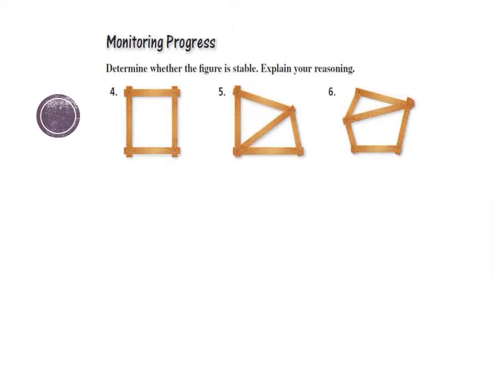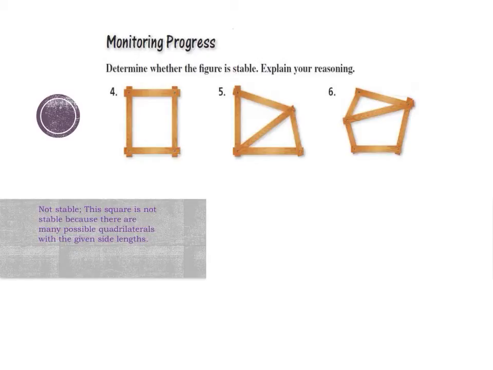Okay, so let's take a moment to look at these three examples and apply the same idea. Let's determine whether the figure is stable and explain our reasoning. So if I'm looking at number 4, is this an example of a figure that is stable? And the answer is no. There's no diagonal forming any triangle. Therefore, there are many options for the values of the side lengths.